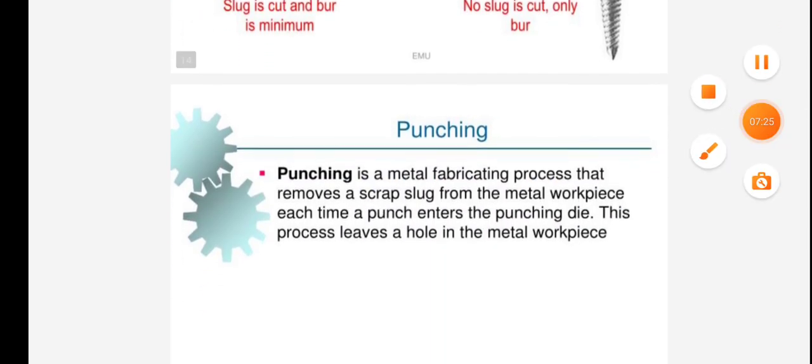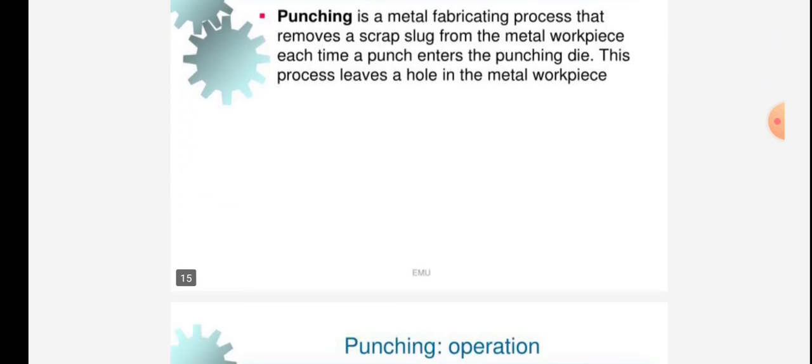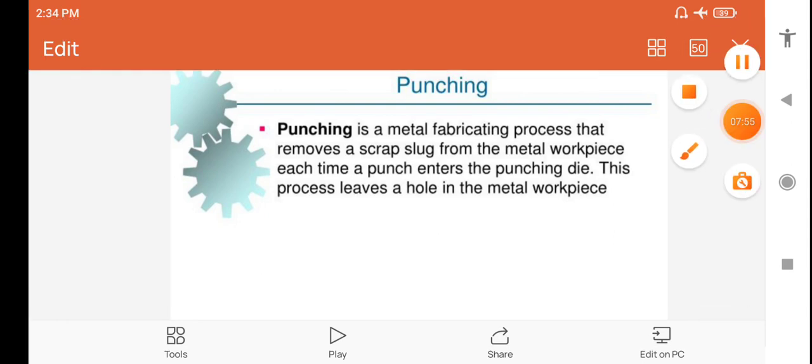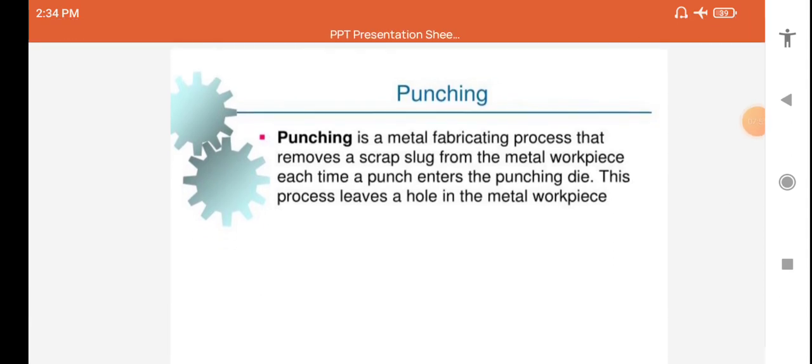Punching is the metal fabricating process that removes a scrap slug from the metal workpiece. Each time a punch enters the punching die, this process leaves a hole in the metal workpiece. These are the parts of the punching operation given as above.